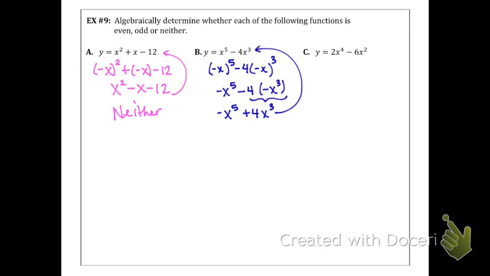Compare it back. Is it the same? No, therefore it's not even. Did all the signs change? Yes, every positive is a negative, every negative is a positive, so therefore this one is odd.